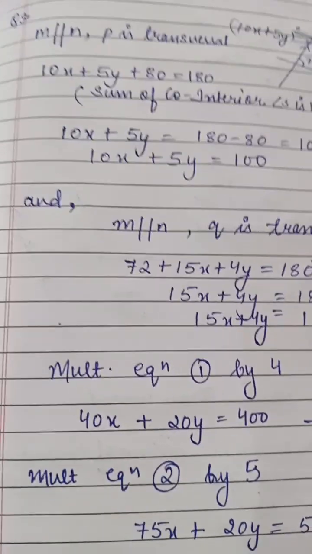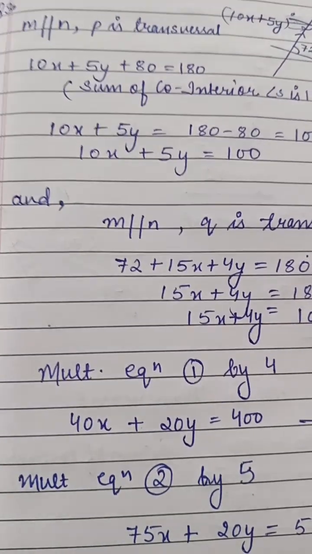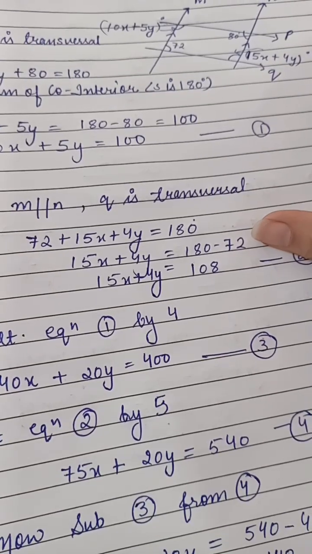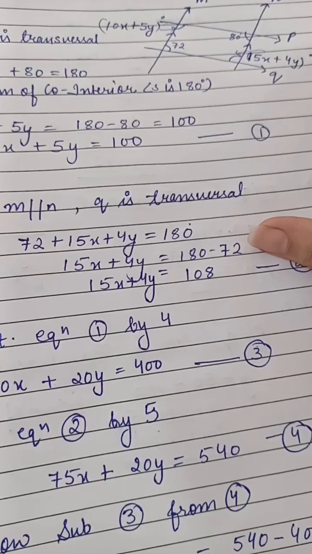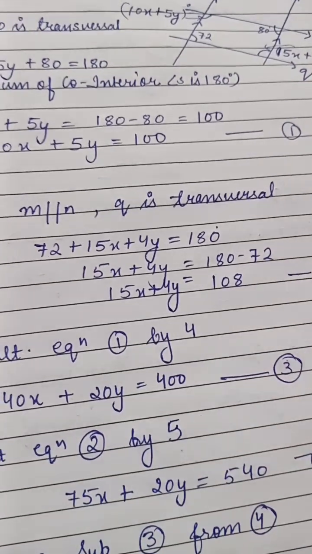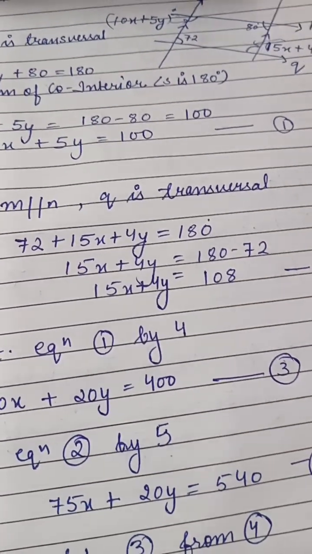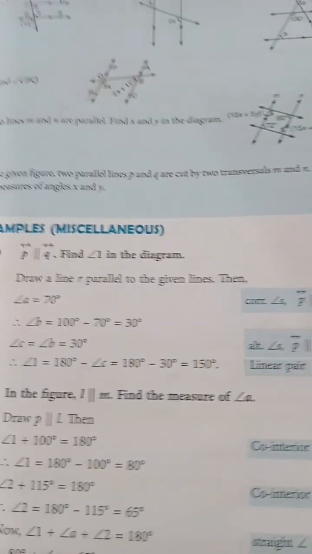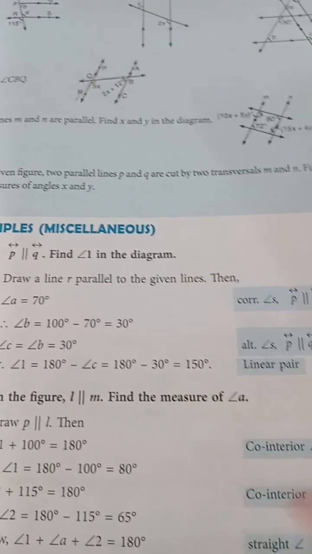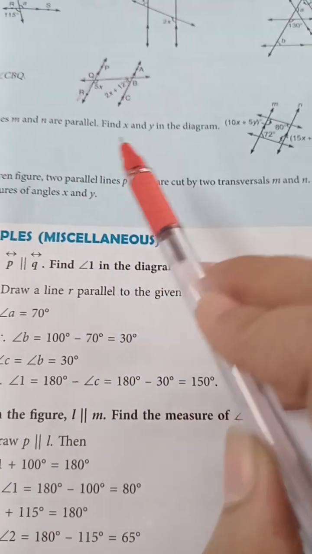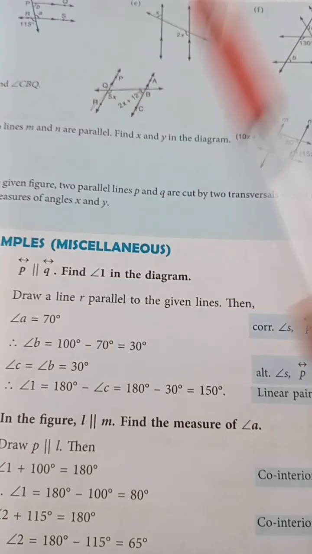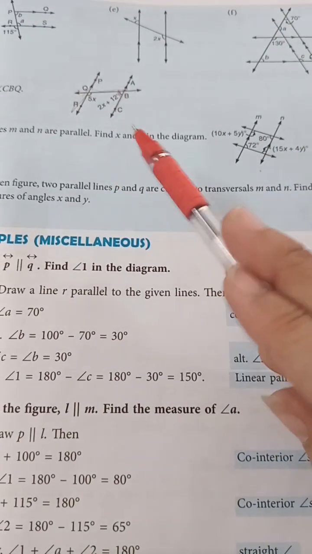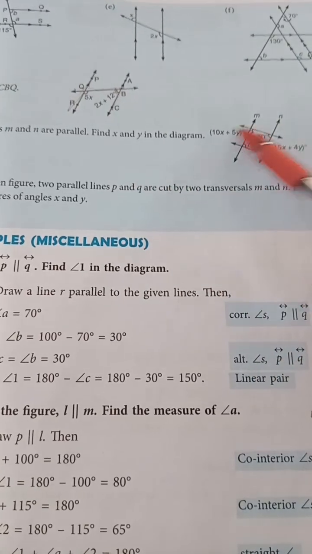That is your question number 3. For that, first we have to check the two parallel lines. What are the two parallel lines? Read in the book, you will get the answer. The two lines M and N are parallel. There are only two parallel lines, that is M and N. We have to find the value of x and y in this diagram.